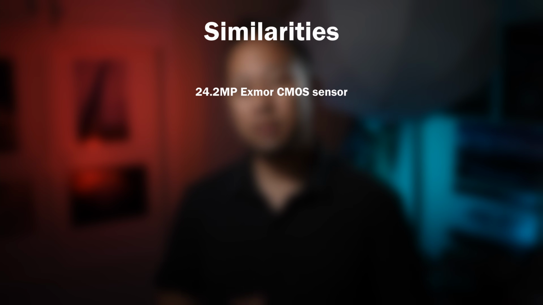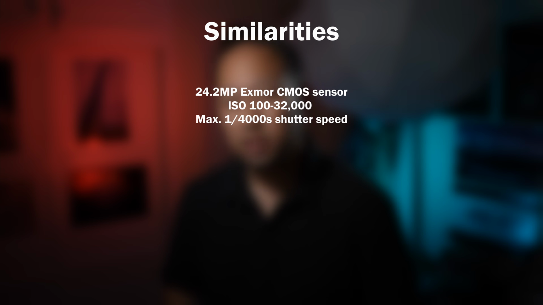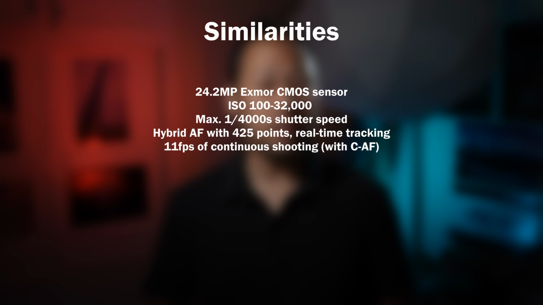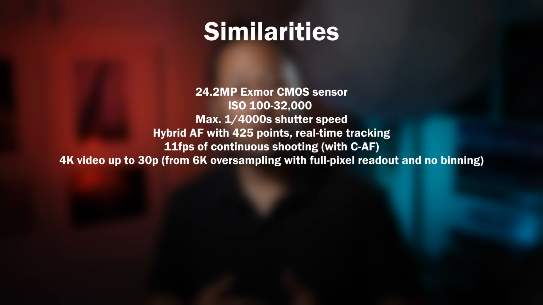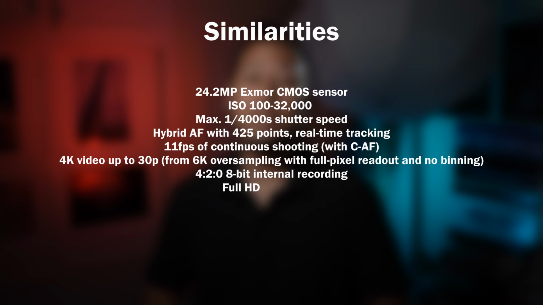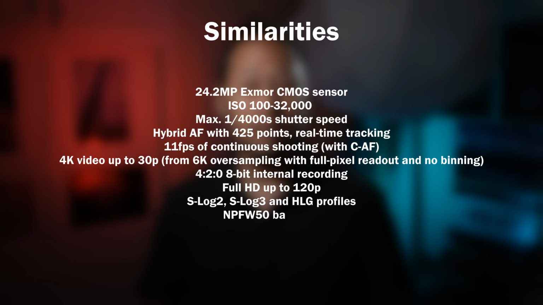Let's go straight to the similarities. 24.2 Exmor CMOS sensor, ISO 100 to 32,000, up to 51,200 and 102,400 extended range for the ZV-E10 and A6400 respectively. Max 1/4000 shutter speed, hybrid AF with 425 tracking points, real-time tracking, 11 frames per second of continuous shooting with CAF, 4K video up to 30p from 6K oversampling with full pixel readout and no binning, 4:2:0 internal recording, full HD up to 120p, S-Log2, S-Log3 and HLG profiles, NP-FW50 batteries.